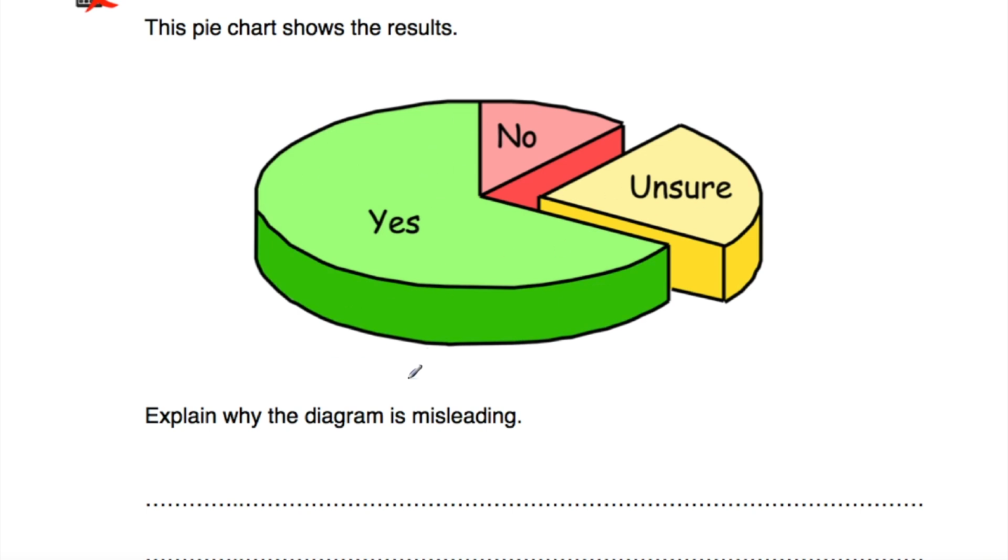Okay, so we've been asked to explain why the diagram is misleading. As you can see here, it's a 3D pie chart. The sector for yes is at the front. It seems more prominent than the others. I mean, it is bigger than the other ones, but because it's at the front it seems even larger. So the fact that it's a 3D pie chart is a problem.